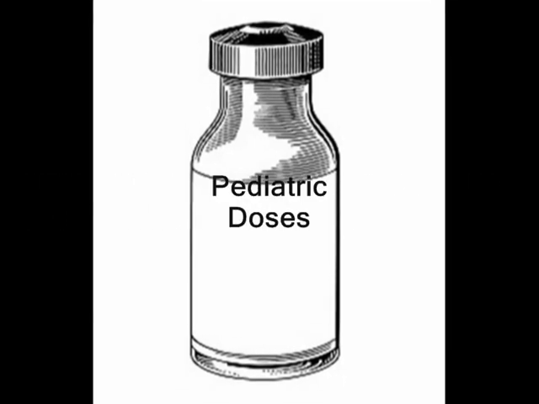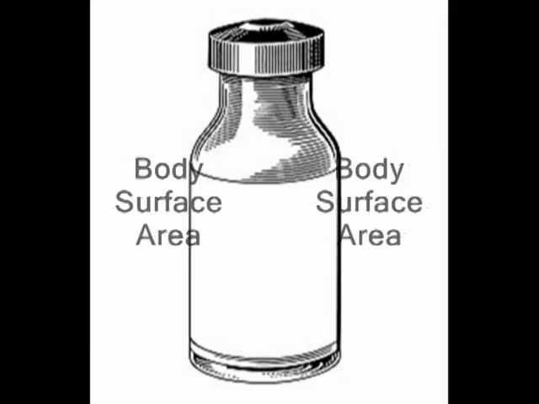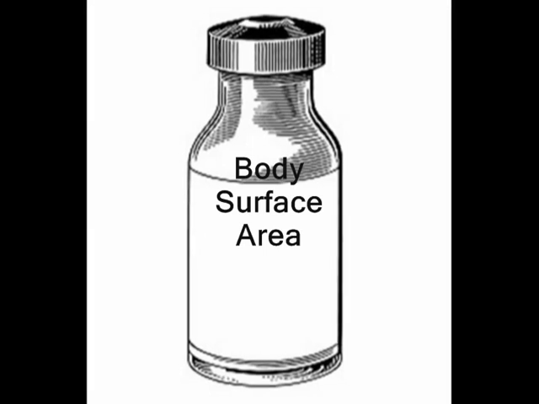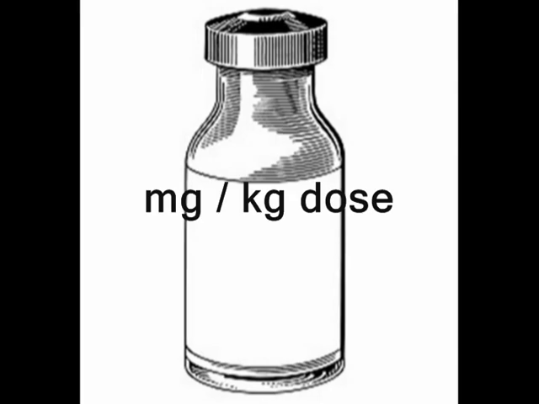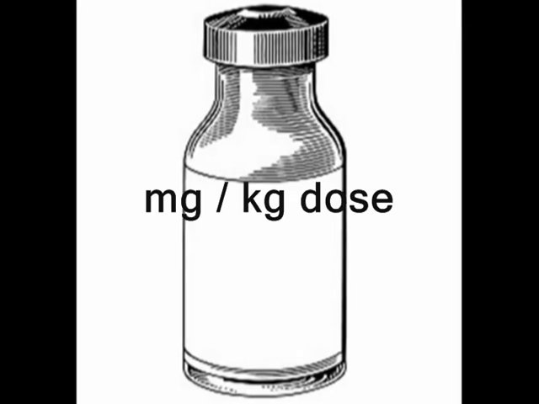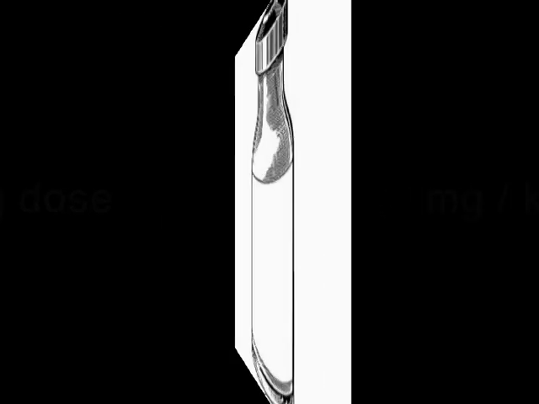Pediatric doses are based on body weight, or body surface area. Pediatricians are likely to order drugs for children as a milligram per kilogram dose, and the expectation is that the pharmacist will make the calculation. Pharmacists and technicians who have not been trained in pediatric pharmacy are at a greater risk of making decimal point errors when making these calculations.